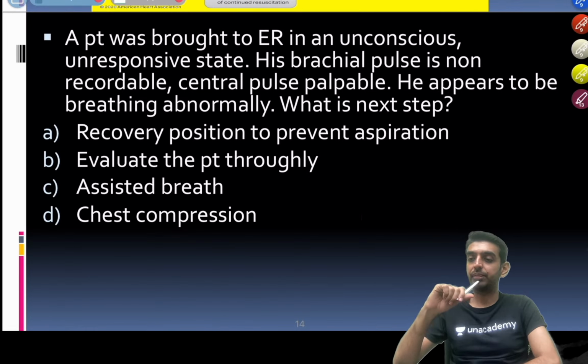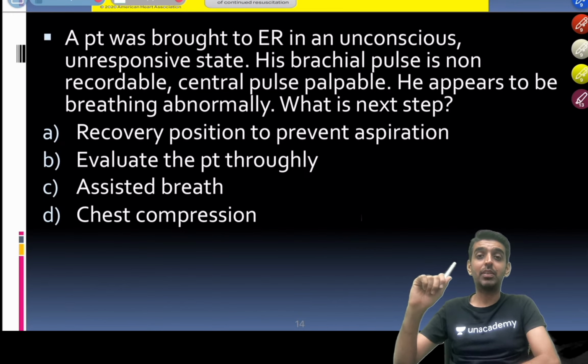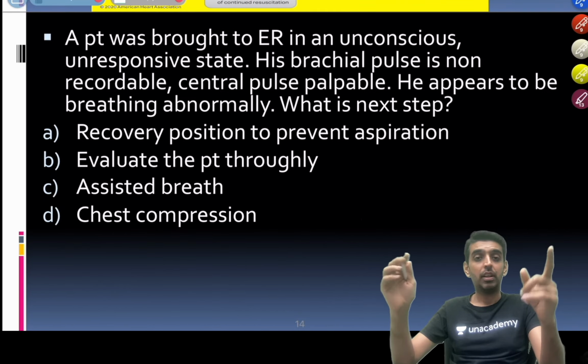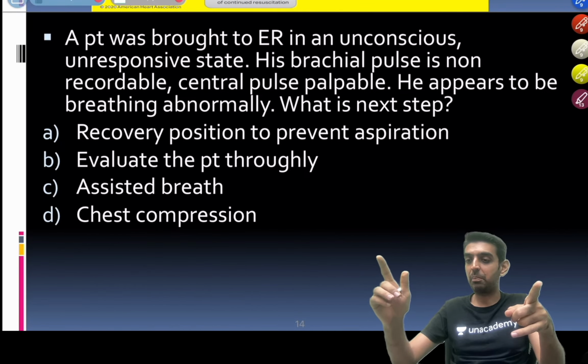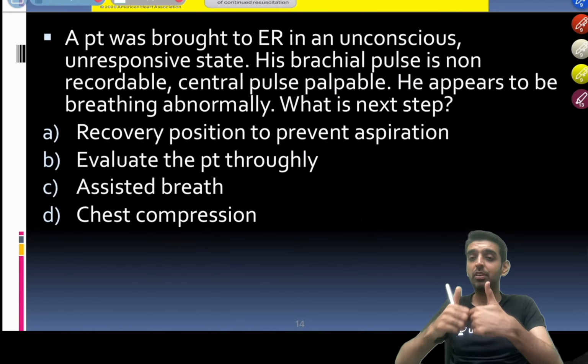Let me check those. Baljinder says it is option D, we will start with chest compressions. Gayatri says we will start with chest compression. Pistachio says option D. Alright, Kartika says chest compression. That is the first pillar of CPR, right?